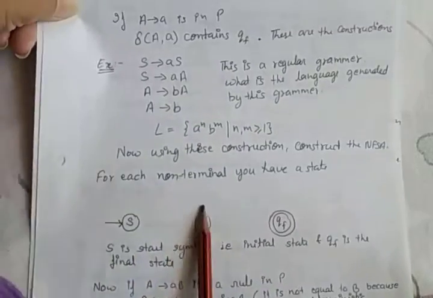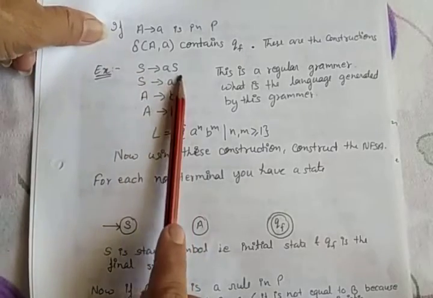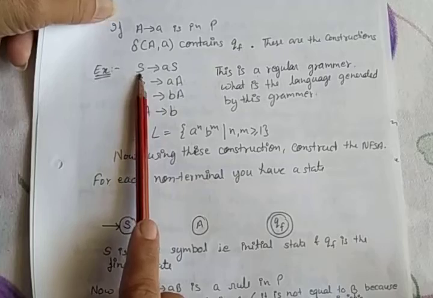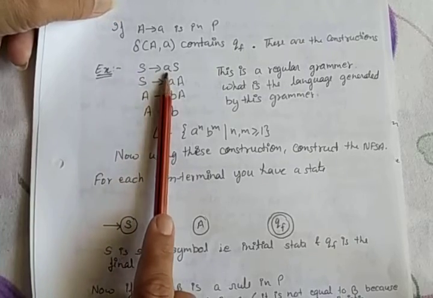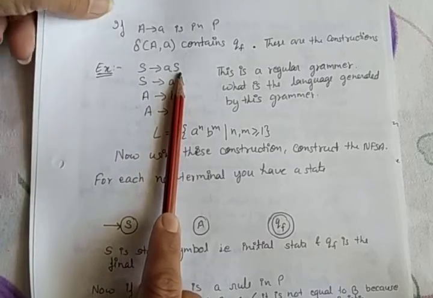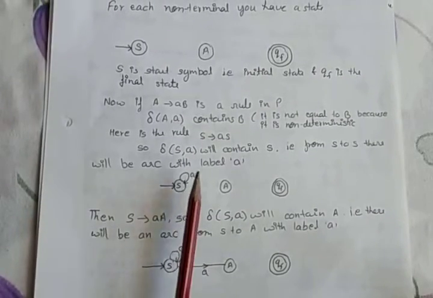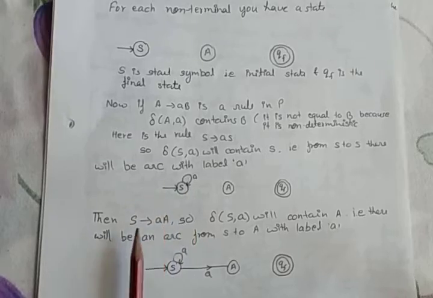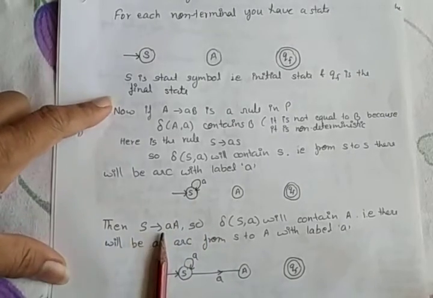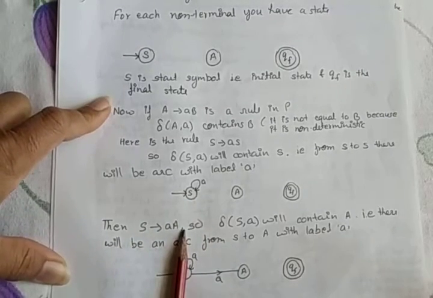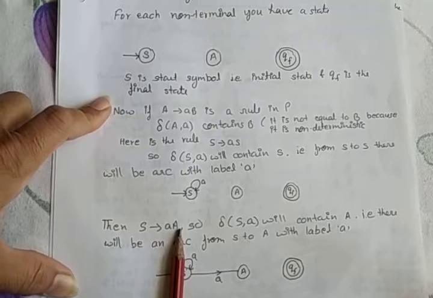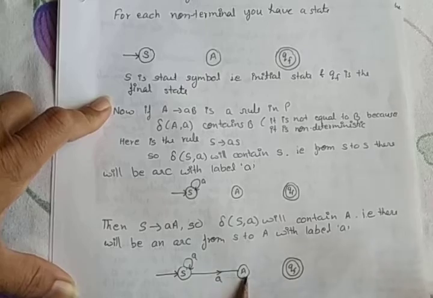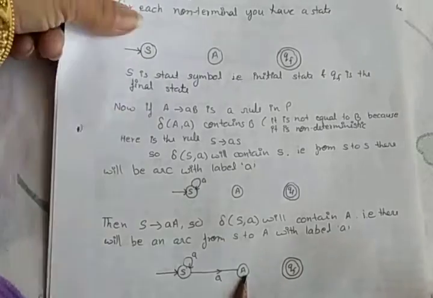See, the transition is S tends to aS, which means at state S we read a symbol a and remain in the same state. That's why we have this transition, right? The second rule is S tends to aA, with capital A, right? So for this we will have a transition from S to A. So this is the transition.